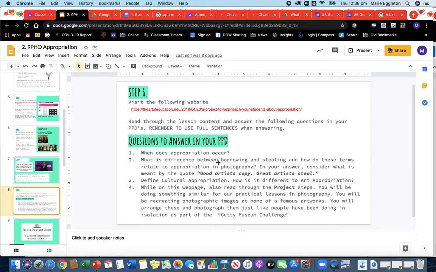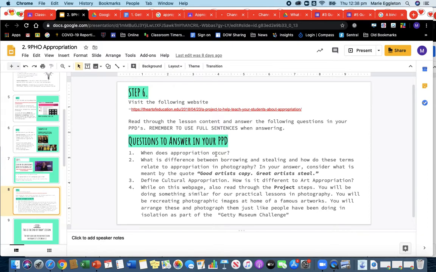What is the difference between borrowing and stealing? So I can borrow things in art, but am I allowed to steal? Do you think I need permission? Or what would that permission look like? And how do these terms relate to appropriation in photography? Could I get in trouble if I stole something as opposed to appropriating it?